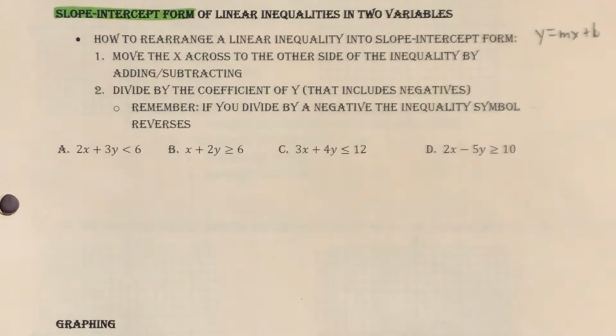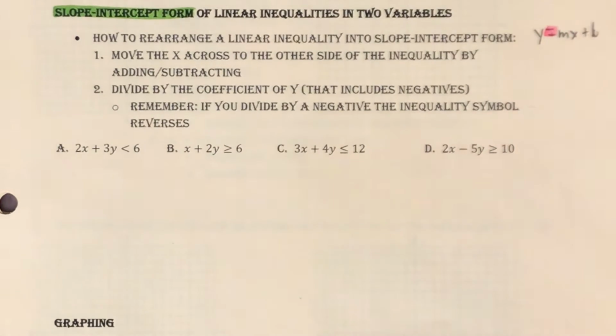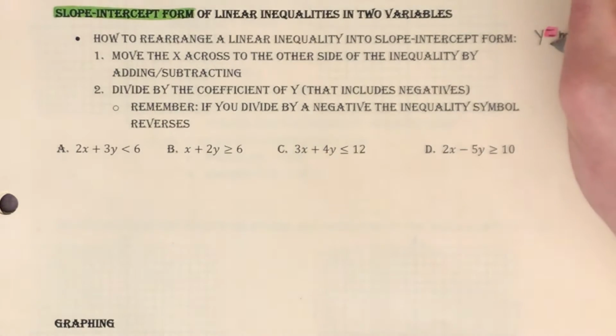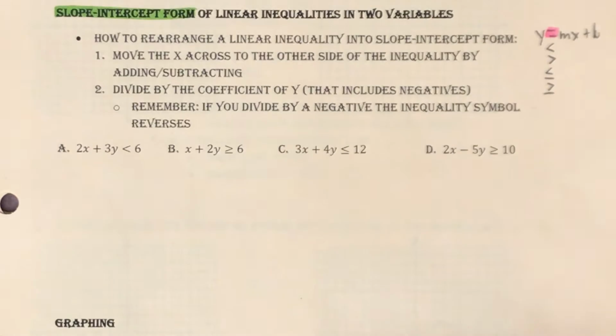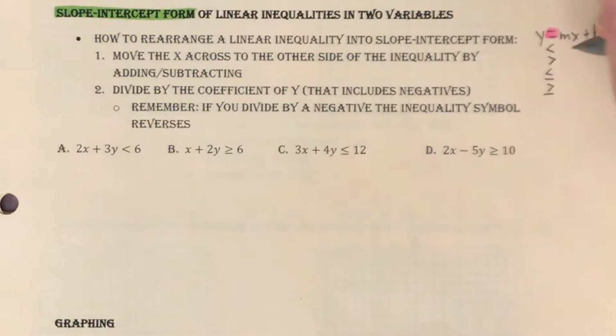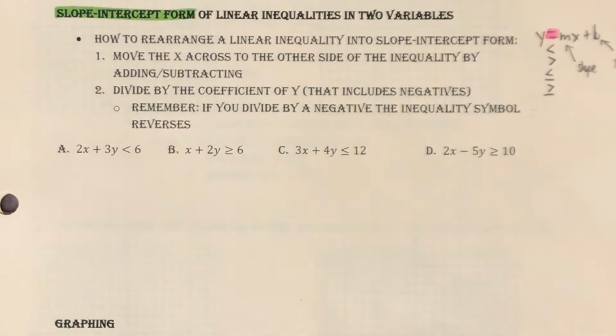Well, to be honest, there's no real difference between slope-intercept form with linear equations and slope-intercept form of linear inequalities, except for one little thing, which is the sign right here. Before with linear equations, that was always an equal sign. With linear inequalities, it could be the greater than, the less than, the greater than or equal to, or the less than or equal to. But the rest of it is still the same. We're still going to have slope in front of x, and the y-intercept, the y-coordinate of the y-intercept, after the x.